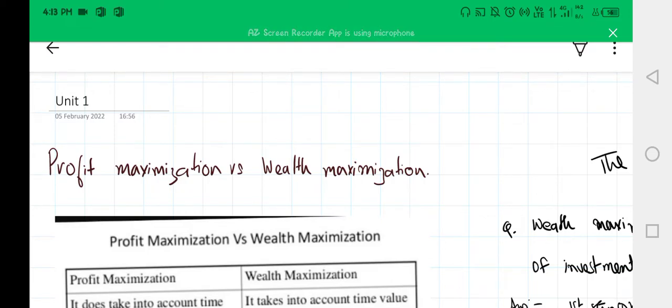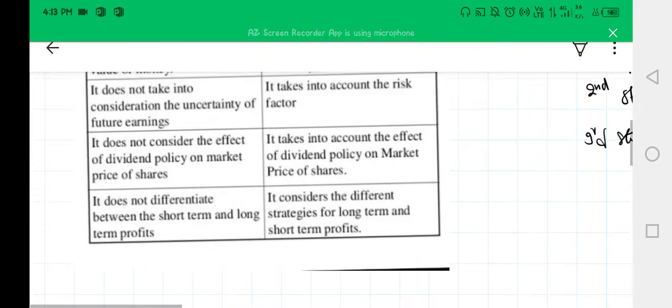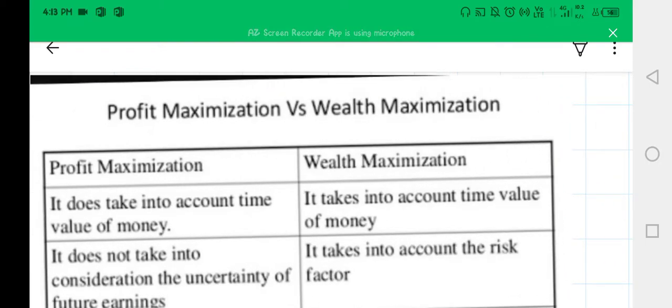So I have put all of these together, and I have noted down the differences. I took a screenshot from a website after searching on Google. So these are the differences between profit maximization and wealth maximization. So yeah, let's start.